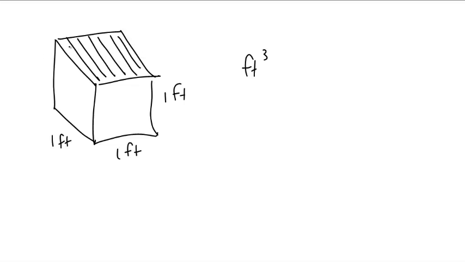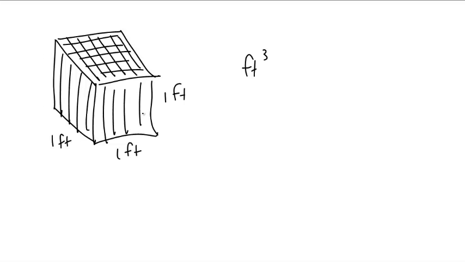And let's talk a little bit about conversions. If you had a cubic foot, 1 foot by 1 foot by 1 foot, this is written cubic foot. How many cubic inches is this? Well, the answer is quite a few, because there's 12 inches going this way, and 12 inches going this way, and 12 inches going this way, and so on.